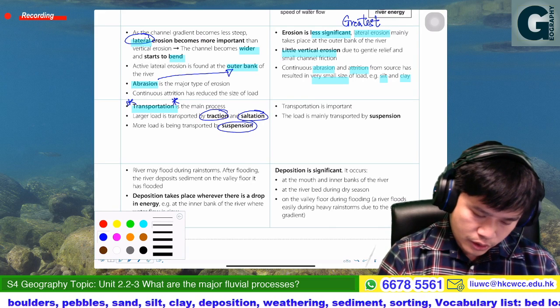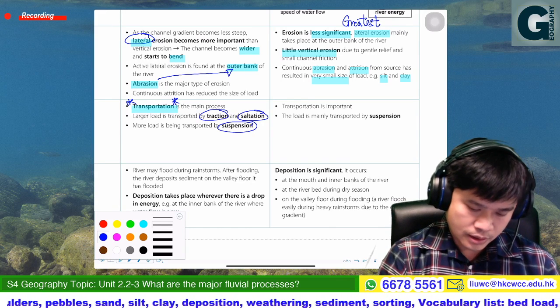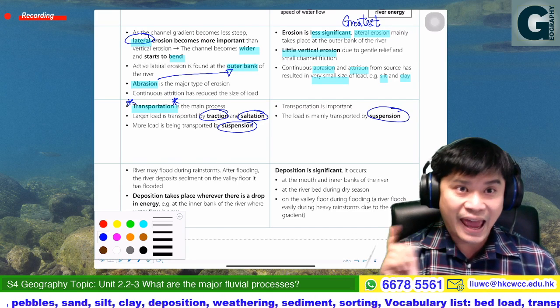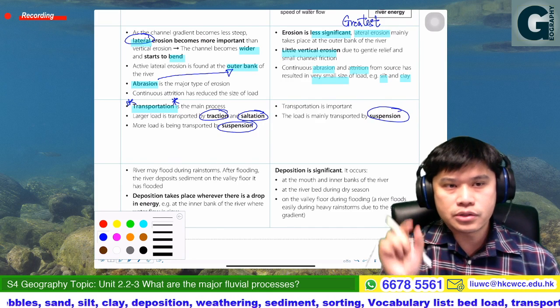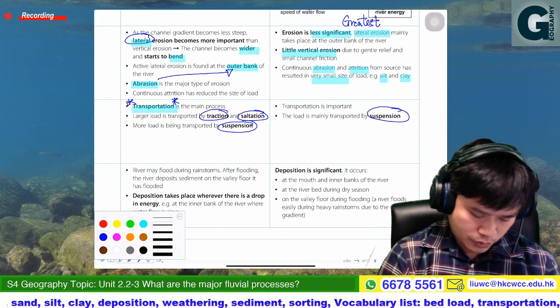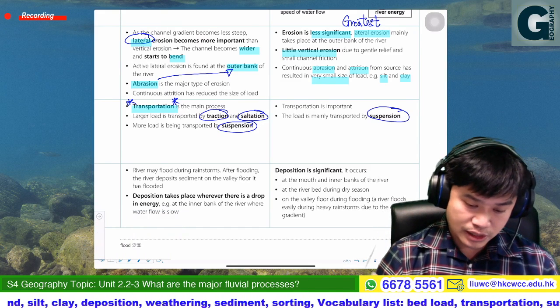And then for lower course, transportation is important. So the load is mainly transported by suspension in the lower course. So the size of the load would be very, very small, or as we just mentioned, like the silt and the clay.